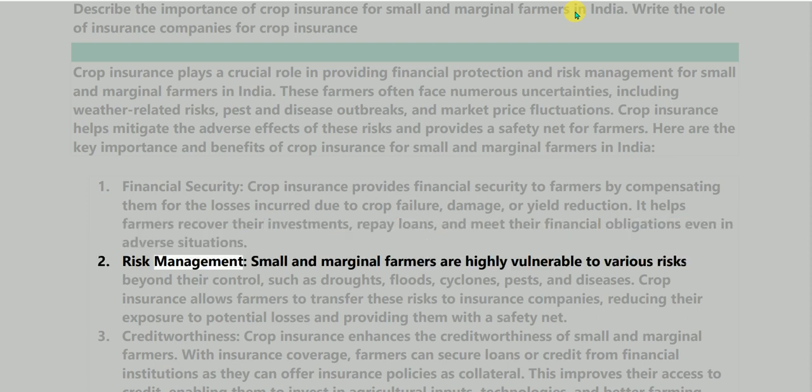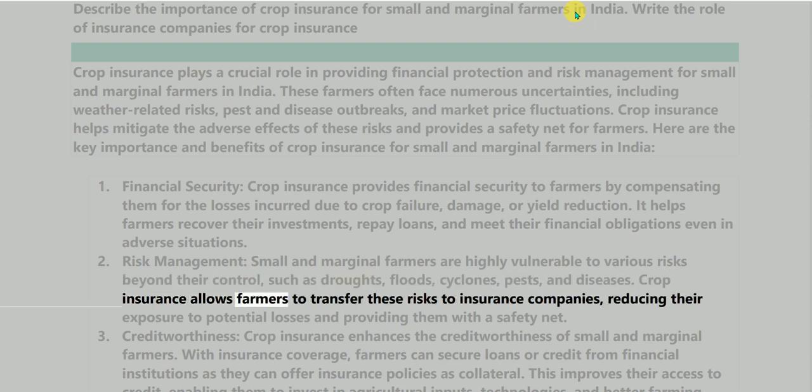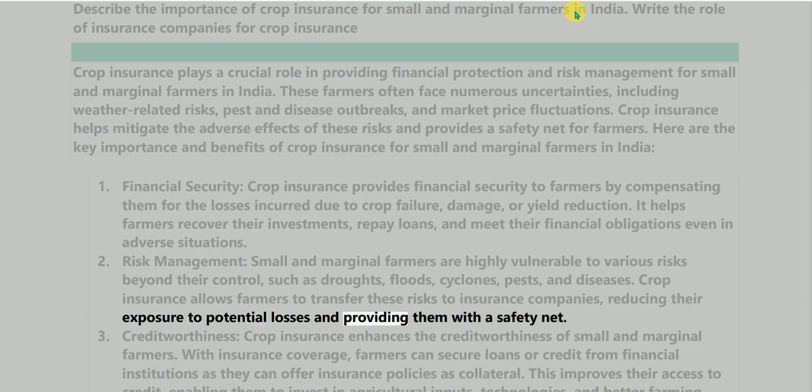2. Risk management. Small and marginal farmers are highly vulnerable to various risks beyond their control, such as droughts, floods, cyclones, pests, and diseases. Crop insurance allows farmers to transfer these risks to insurance companies, reducing their exposure to potential losses and providing them with a safety net.